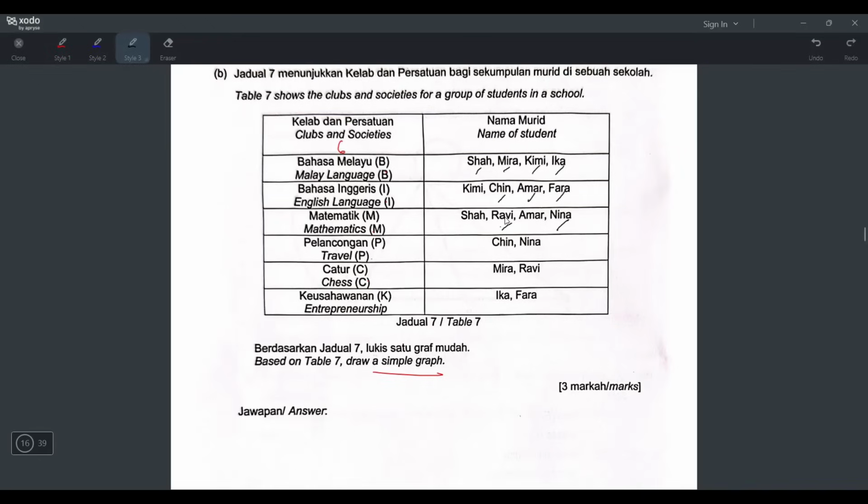Farah. Sudah. So 1, 2, 3, 4, 5, 6, 7, 8. Yeah, so there's 8 students, 8 students and 6 clubs. So which one you nak jadikan vertex and which one you nak jadikan edges?